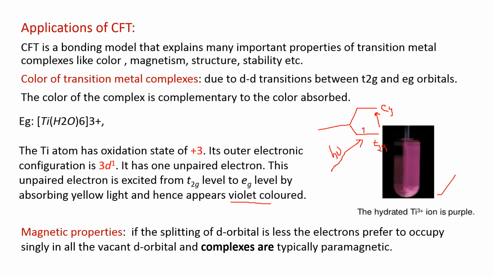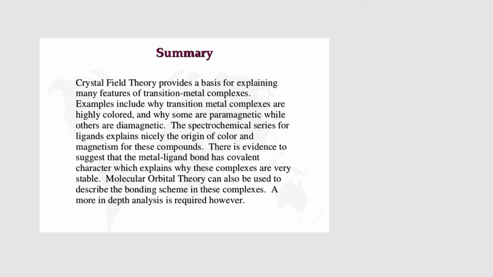If the splitting of the d orbitals is less, the electrons prefer to occupy all vacant d orbitals and the complexes are said to be paramagnetic. Magnetic properties like paramagnetic nature and diamagnetic nature were explained in CFT. These were some of the applications of CFT.